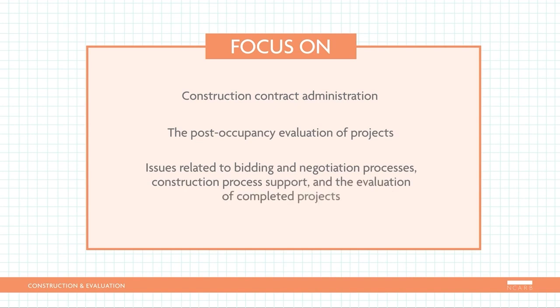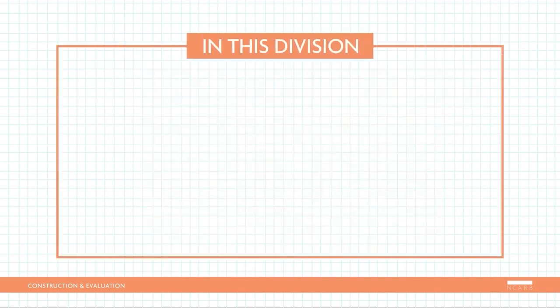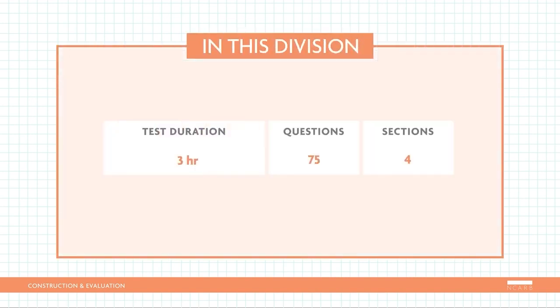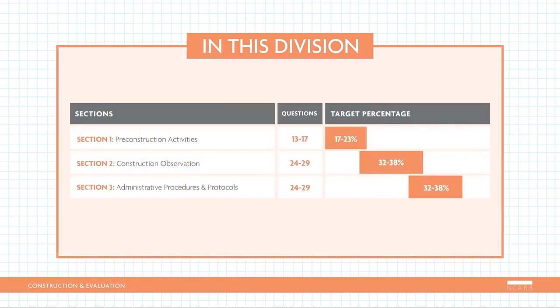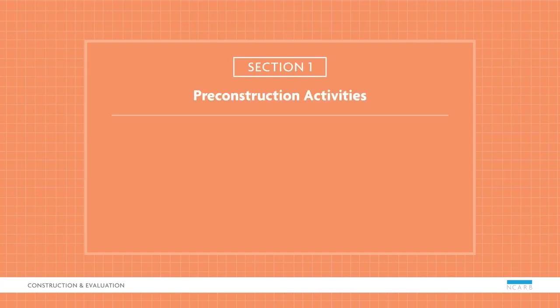completed projects. You'll have 3 hours to answer 75 questions in this division, which includes sections on pre-construction activities, construction observation, administrative procedures and protocols, project closeout, and evaluation. In the pre-construction activity section, you'll focus on construction planning and activities that occur prior to the start of construction. Let's look at a sample question.